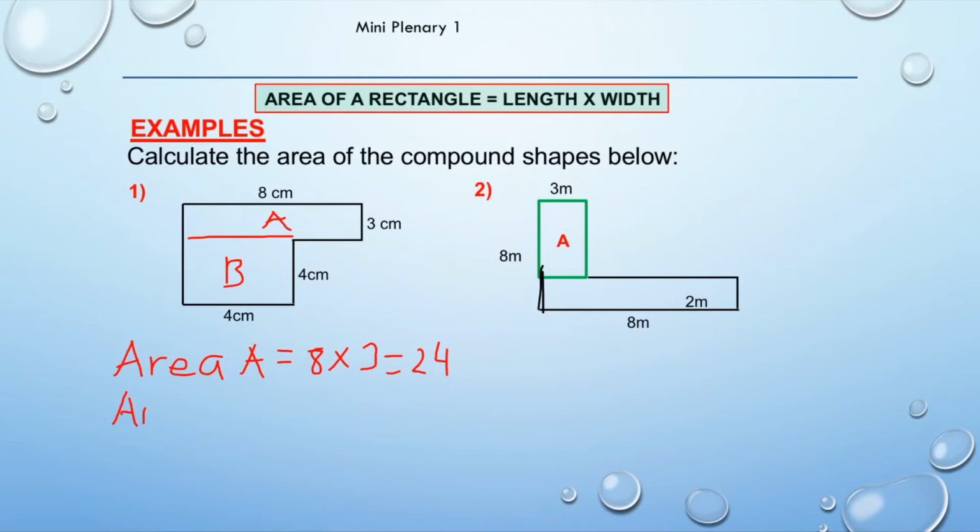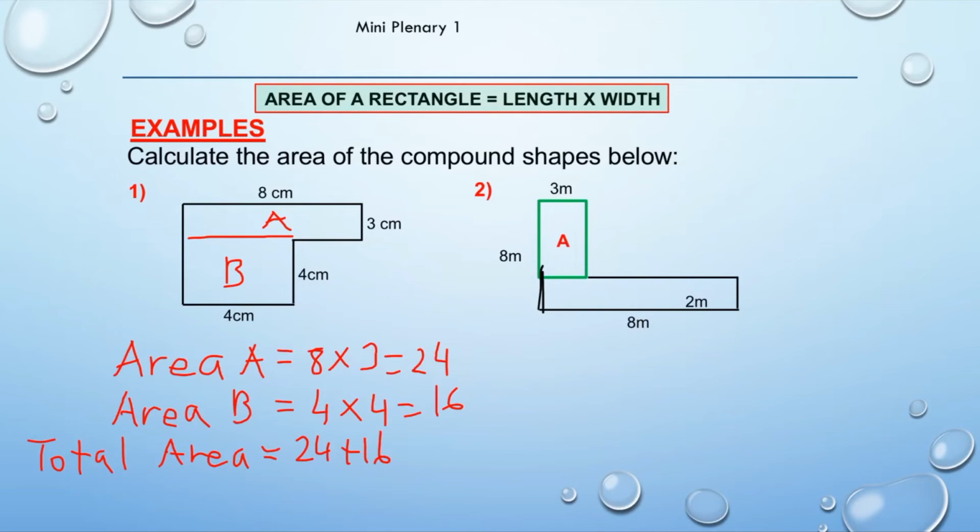Area B is equal to 4 into 4, which gives us 16 centimeters square. Total area is equal to 24 plus 16, which is equal to 40 centimeters square.